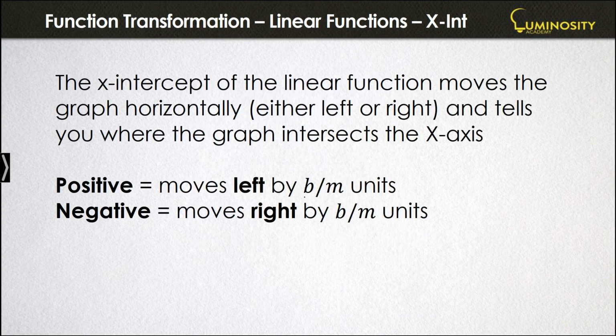Now the x-intercept determines where your graph intersects the x-axis. So here, we're going to get into a little bit of a different looking formula, but what you'll see is that when it's positive, our graph is going to be moving to the left by b over m units, and when it's negative, our graph is going to be moving to the right by b over m units.